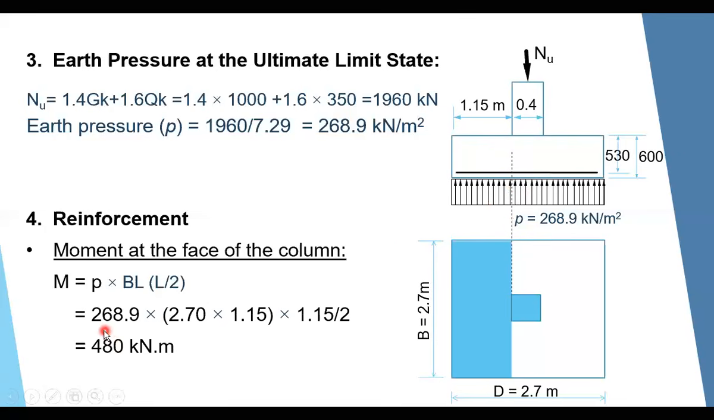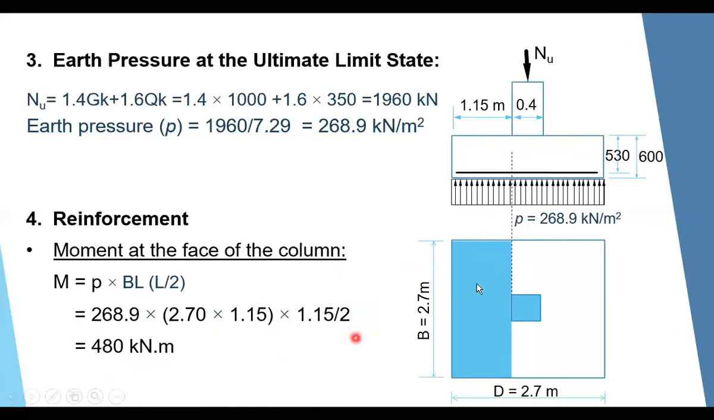So it will be 268.9, this is P, times B capital times L, where this is the L here. So it will be 2.7 times 1.15. Once you calculate this value, it will be easier for you. So calculate and put it on the drawing, and you will not make any mistake. So 2.7 times 1.15. Now we have a load multiplied by half of this distance, L over 2, which is 1.15 divided by 2. You get the multiplication of this. So we have the moment here is 480 kilonewton meter. This is the moment about this line here at the face of the column.